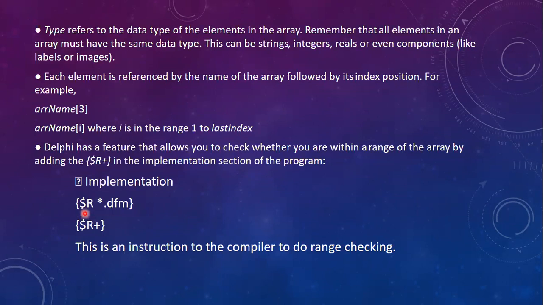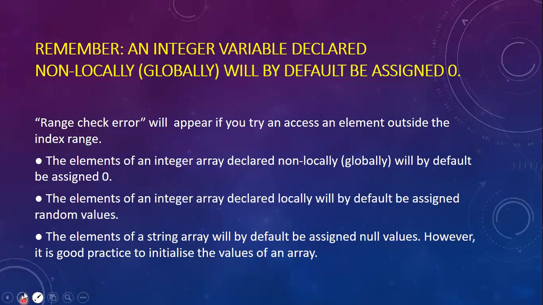Okay, so you've got your {$R *.dfm}. This represents your Delphi form. And then here, if you suddenly see a {$R+}, that is going to indicate range checking. So this is an instruction to the compiler to do range checking. So it's going to work through all of it to check for all the values that are indicated in your array.